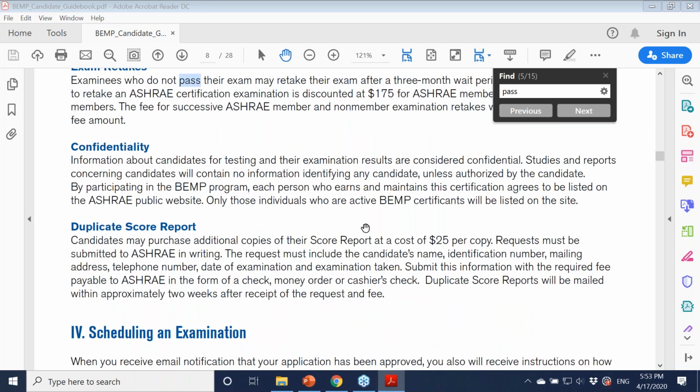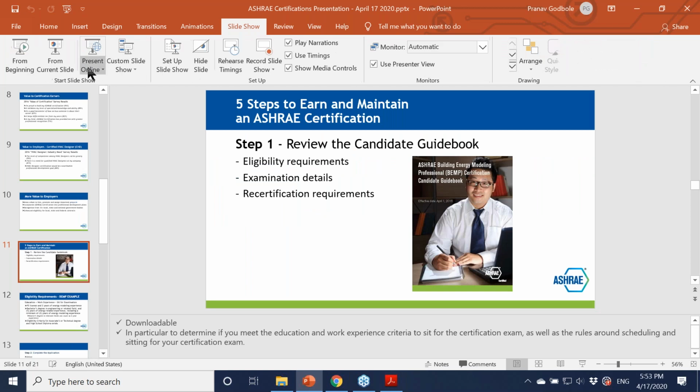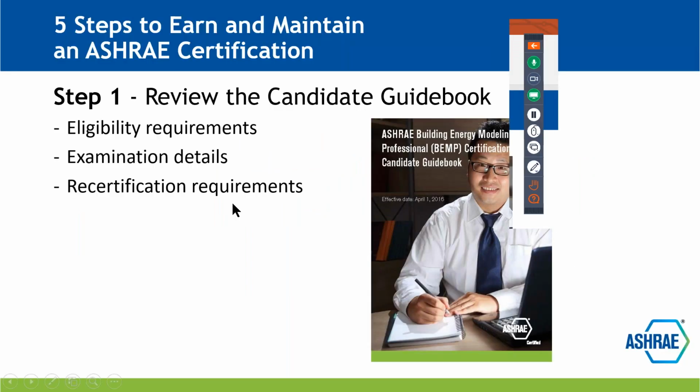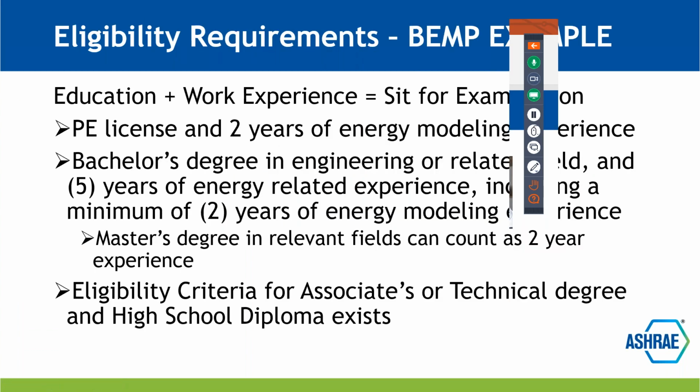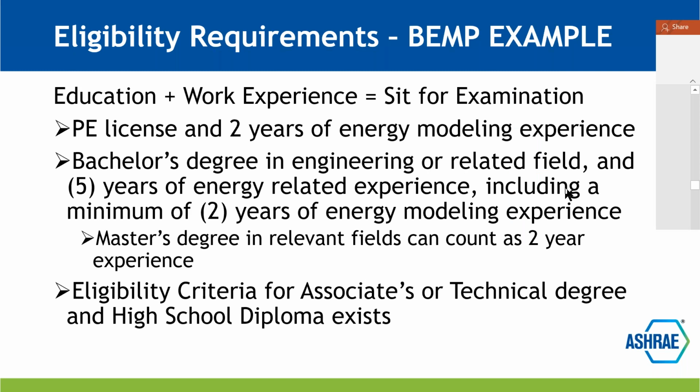So first step is download the candidate handbook. There are some eligibility requirements for all Ashrae certifications. I'm just giving you an example of the BEMP. So essentially, you need some education plus some work experience to sit for the examination. For example, if you have a PE license and 2 years of energy modeling experience, you can sit for the examination. PE license is similar to a certified engineer license in other parts of the world. PE is mostly related to the USA and Canada.